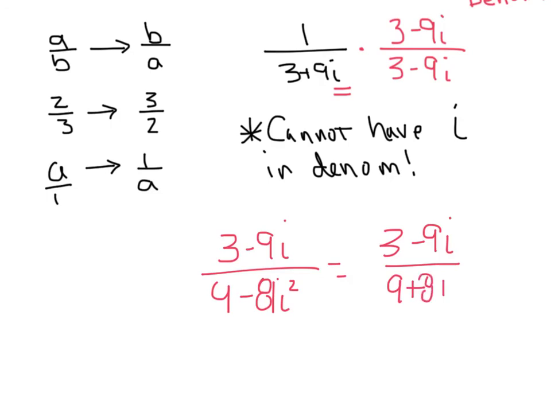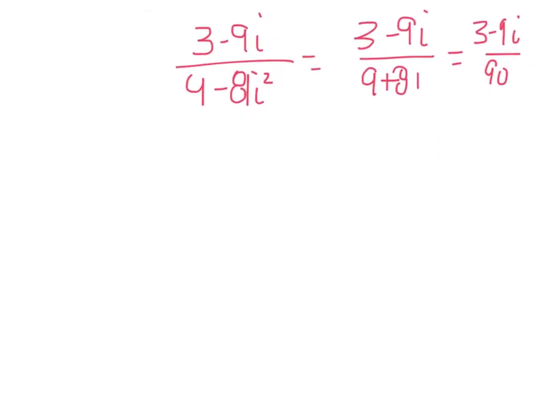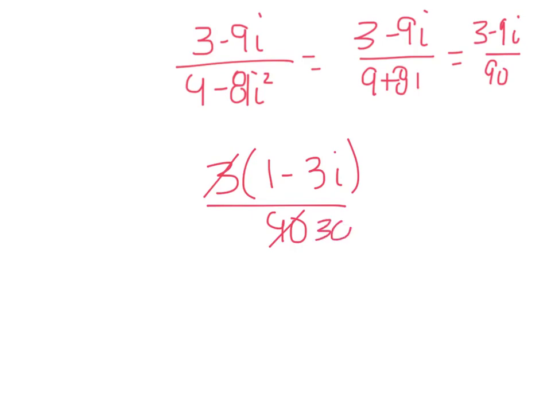And then I can reduce it a little bit. So let's see, 3 minus 9i all over 90. And I'm going to pull out a GCF of 3. That's going to leave me 1 minus 3i all over 90. And let's say 3 goes into there 30 times. So 1 minus 3i all over 30.